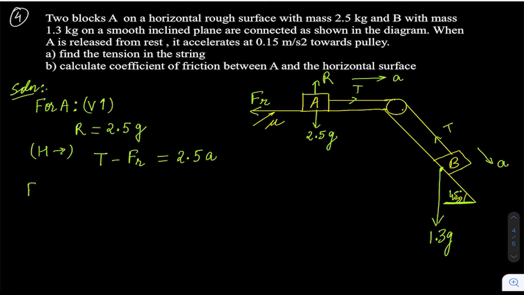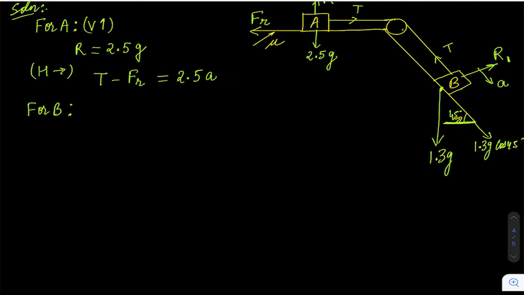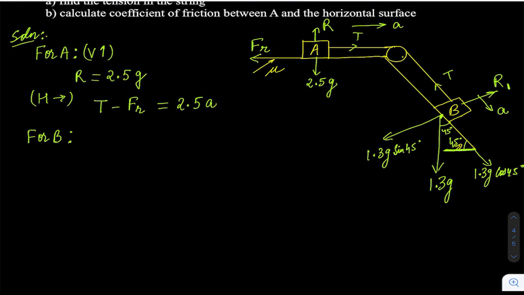Now let's analyze B. Again for B, because B is accelerating parallel to the inclined plane, we will first find the forces parallel and perpendicular to the inclined plane. So there will be a reaction force R1, let's say, perpendicular to the inclined plane. This is mg, then we can say this will be mg cos 45, and this perpendicular component will be 1.3 g sin 45. Right, because this is 45, so this is also 45. So that's why cos, sin. For B, in this perpendicular direction, it doesn't matter because R1 will be equal to 1.3 g sin 45 and we don't need this.